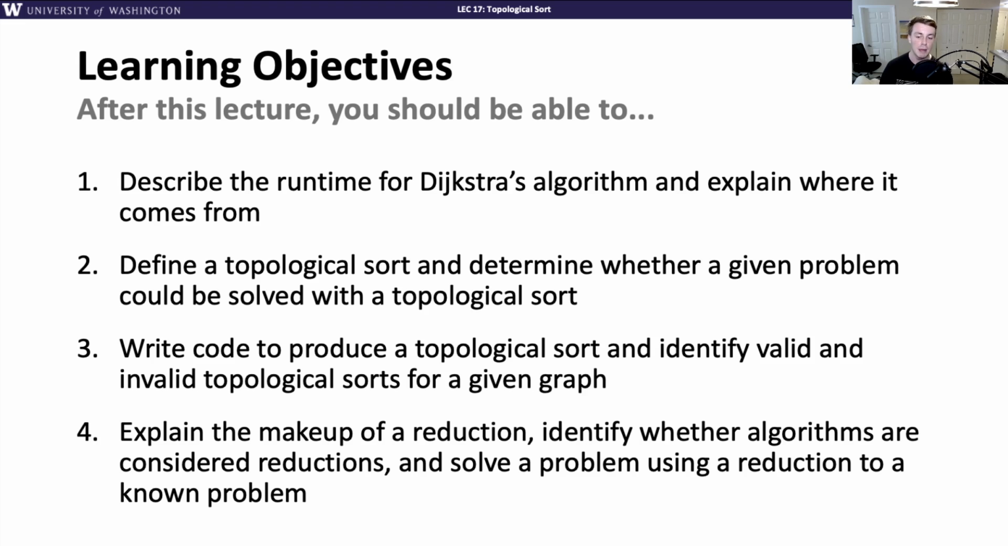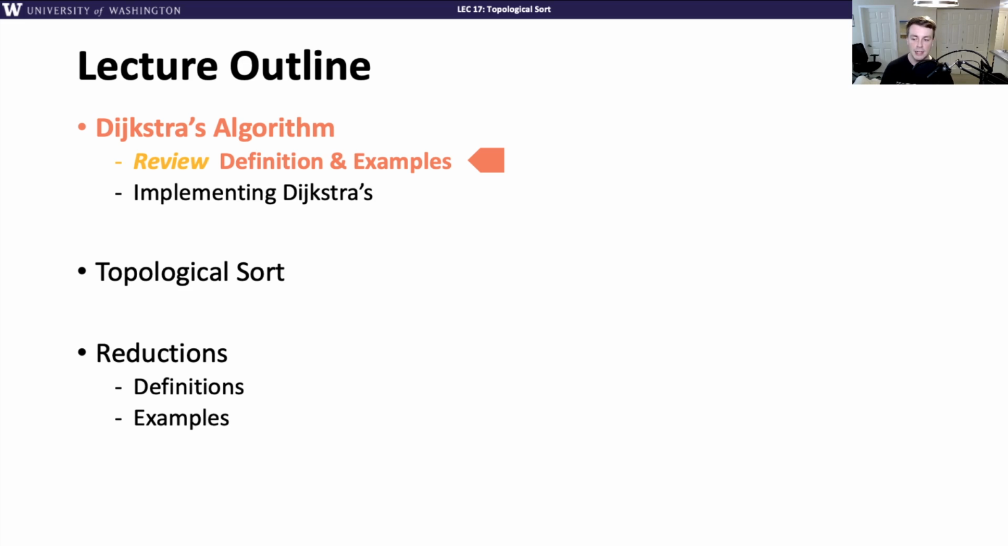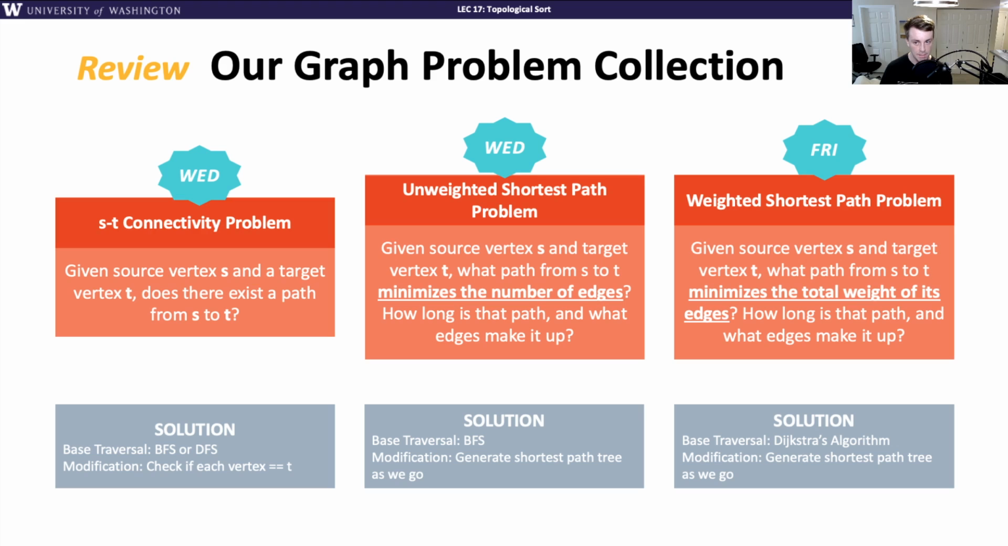And then finally, to be able to explain the makeup of a reduction, identify whether algorithms are considered reductions, and to solve problems using these reductions. Again, most of these terms probably don't make sense quite yet. That's totally okay because this is a preview of everything we're going to see in today's videos. So to start off for today, we're going to start with reviewing Dijkstra's and then talking about how to implement it and analyze its runtime.